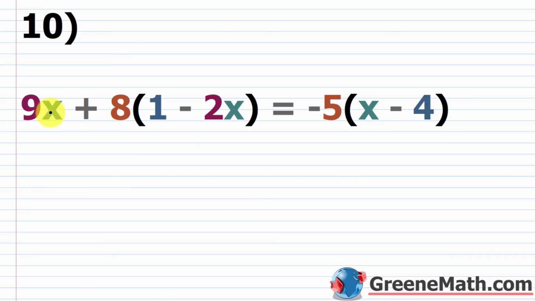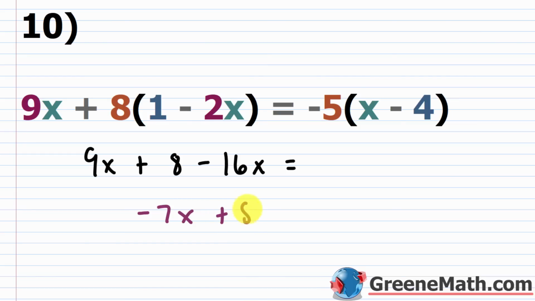So we're going to have this 9x plus 8 times the quantity 1 minus 2x. This is equal to negative 5 times the quantity x minus 4. All right, on the left, I have my 9x, and then plus 8 times 1 would be 8, and then minus 8 times 2x would be 16x. Now, I can do 9x minus 16x. That's going to give me negative 7x. So let's put negative 7x here like this, and then plus 8.